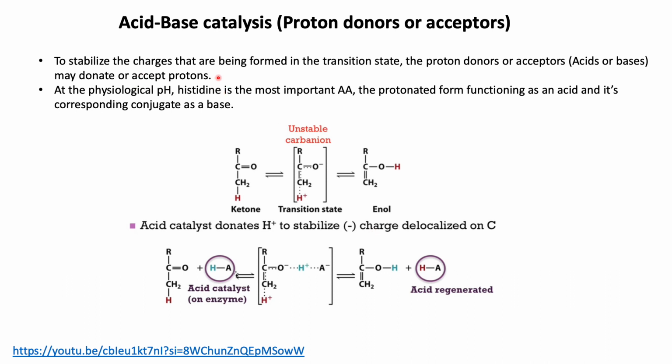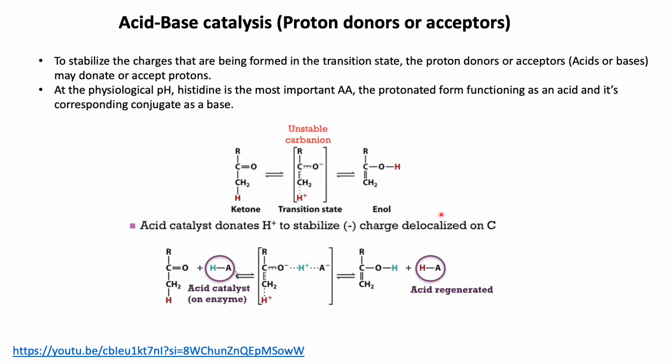To stabilize the charges that are being formed in the transition state, the proton donors or acceptors, which are the acids or the bases, may donate or accept protons. At physiological pH, histidine, the amino acid, is the most important amino acid. The protonated form functions as an acid and its corresponding conjugate base performs as a base. Here's a simple example of a reaction that undergoes acid-base catalysis.